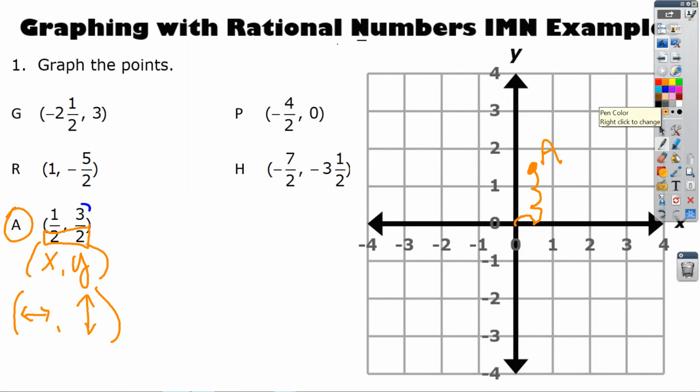Also note that 3 halves I could have rewritten as 1 and 1/2. And if you look at your grid, I could have gone 1 whole jump and then a half jump, and I would have landed at the exact same spot.